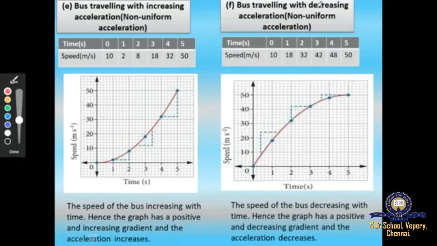Bus traveling with decreasing acceleration, non-uniform acceleration. So, with the given data, the graph is plotted. The speed of the bus decreases with time, hence the graph has a positive and decreasing gradient, and the acceleration decreases. As you can see here, with respect to time, the speed decreases. So, the acceleration also decreases.